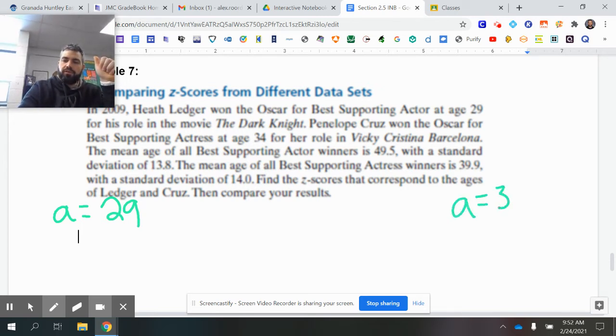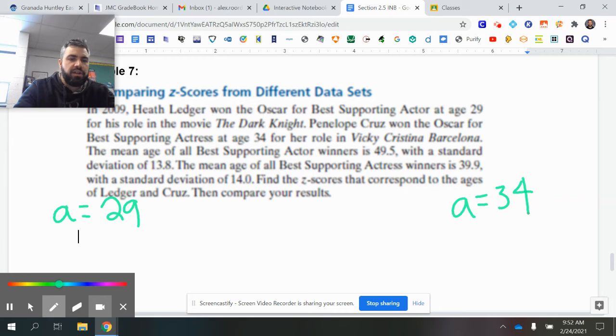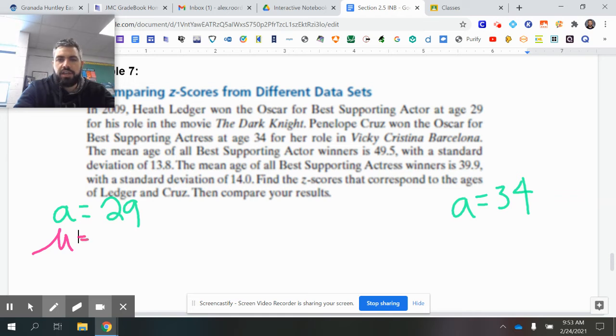So we're going to look at two different examples, right? Now, the mean average for Best Supporting Actor winners is 49.5, okay? So this is specifically for Heath Ledger's example. So his average age is 49.5.